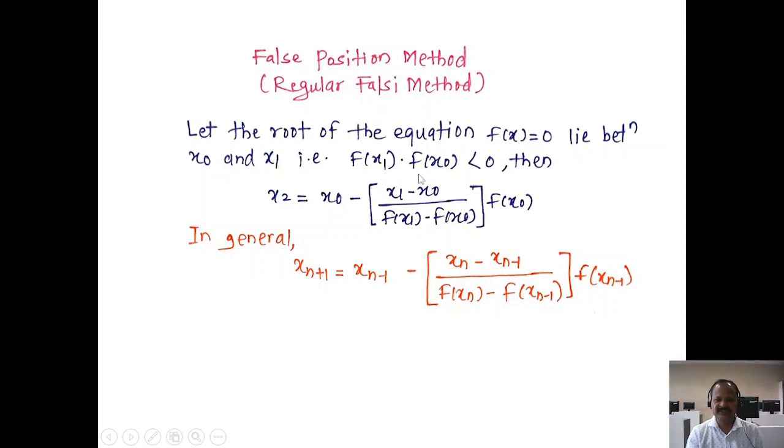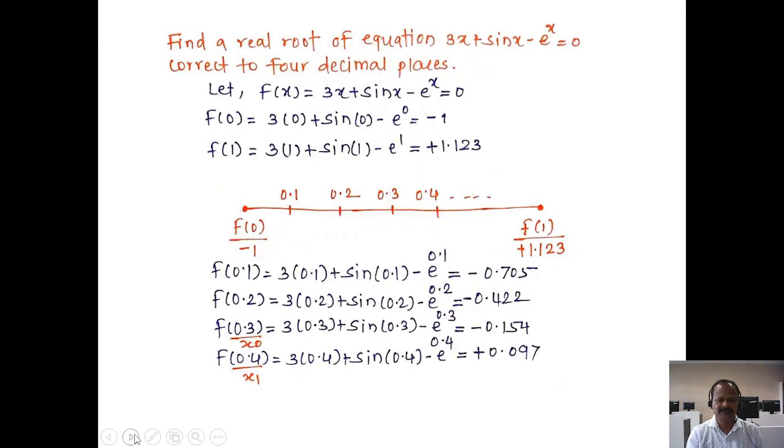So the condition here is given: f(x1) times f(x0) is less than 0. Then x2 is equal to x0 minus (x1 minus x0) divided by (f(x1) minus f(x0)) into f(x0). In general, see the formula: x(n+1) is equal to x(n-1) minus (xn minus x(n-1)) divided by (f(xn) minus f(x(n-1))), bracket complete, into f(x(n-1)). Now we will see one example for this method.